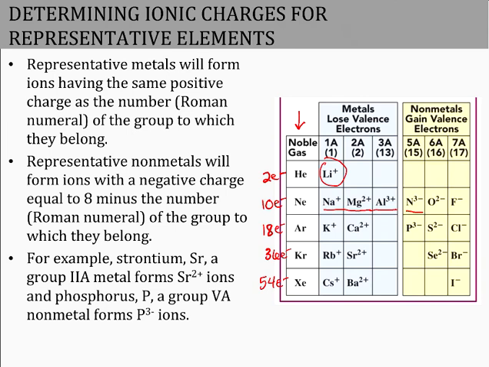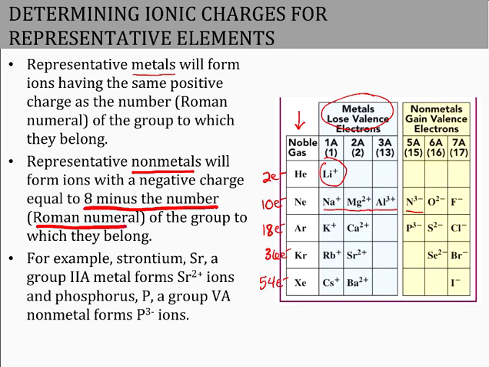So now, representative metals, so just the metals, will form ions having the same positive charge as the Roman numeral of the group to which they belong. So you'll notice in this group with the metals, all of the group 1A metals have a 1 plus charge, all of the group 2A metals have a 2 plus charge, and the group 3A metals have a 3 plus charge.